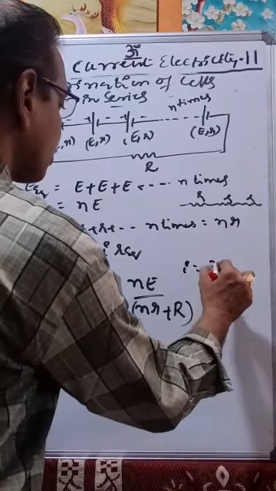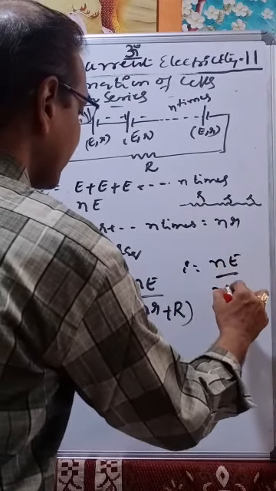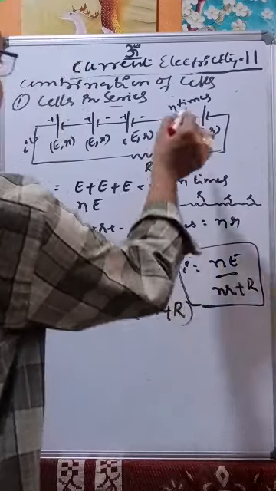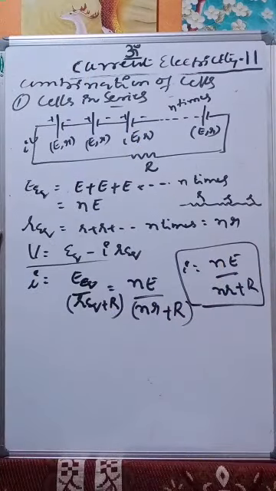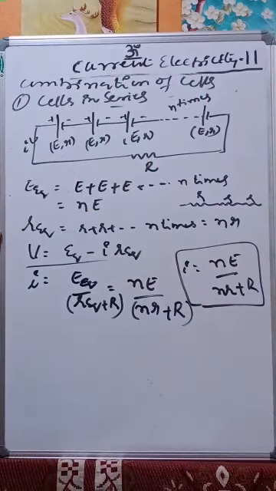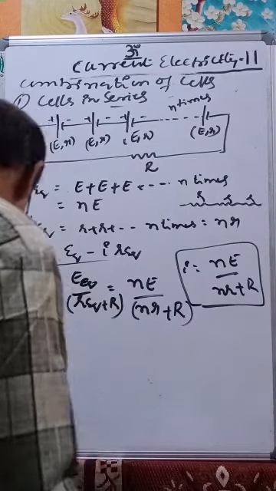Therefore I is equal to nE by nr plus R is the net current in this circuit, when n cells are connected in series.